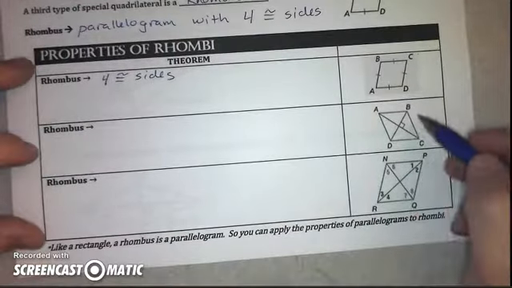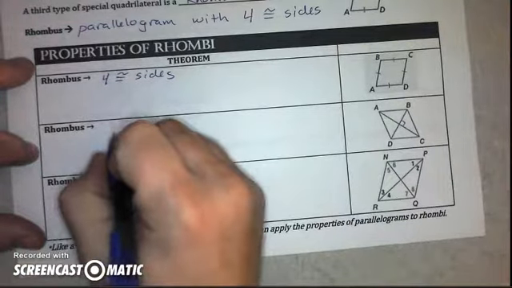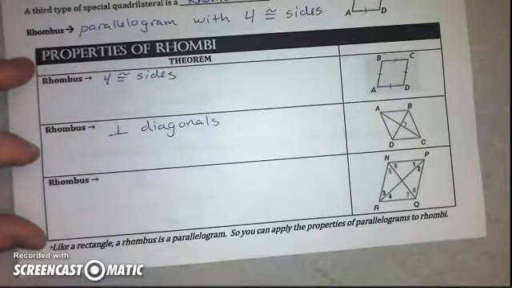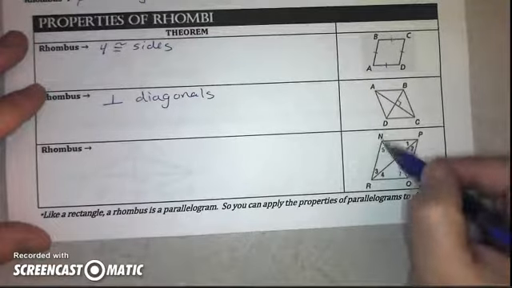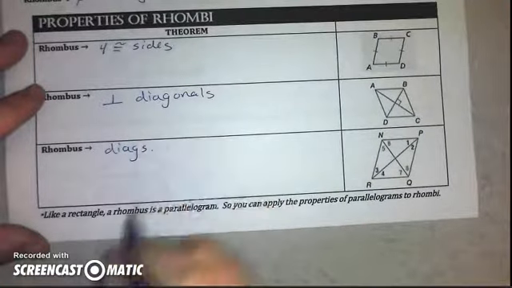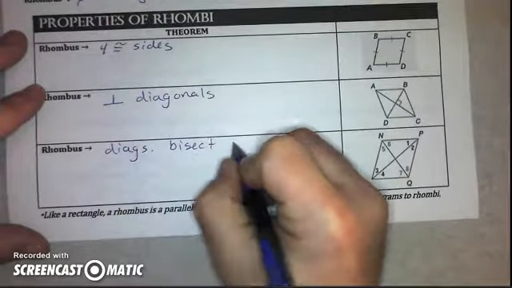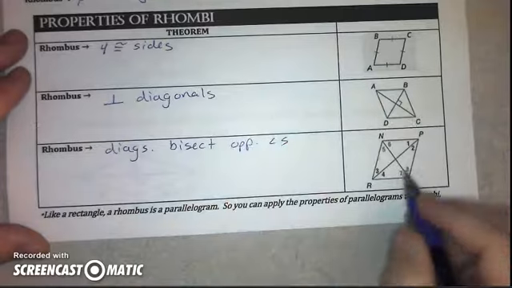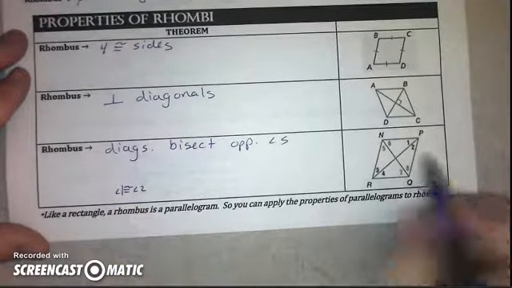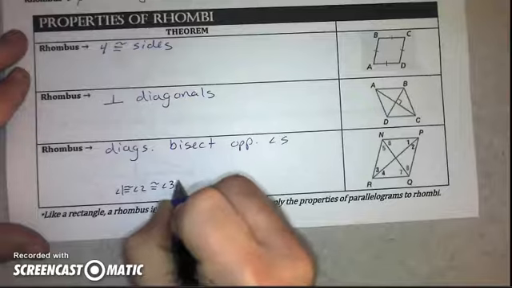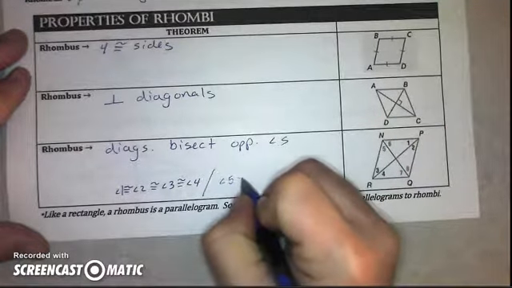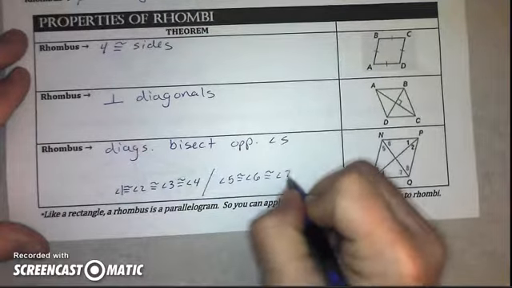Okay, next, if it's a rhombus, the diagonals are perpendicular. There's your symbol for perpendicular. And then next, if it's a rhombus, the diagonals also bisect a pair of opposite angles. Each diagonal bisects opposite angles. So in this figure, angle 1 and angle 2 are congruent, and actually 1 and 2 are congruent to 3 and 4 as well. And same thing for 5, 6, 7, and 8. Angle 5 is congruent to angle 6, which is congruent to angle 7 and 8.